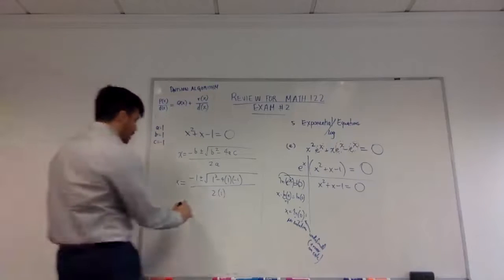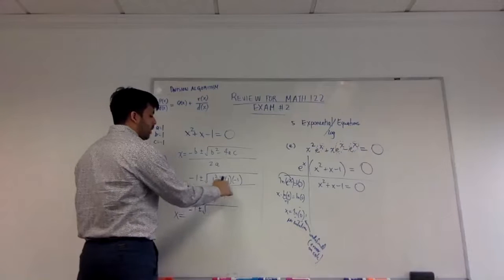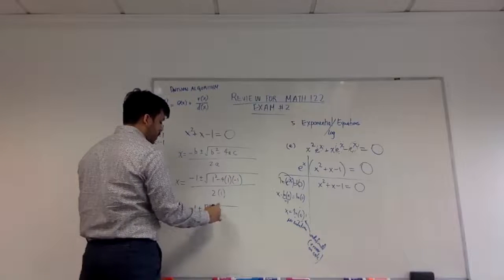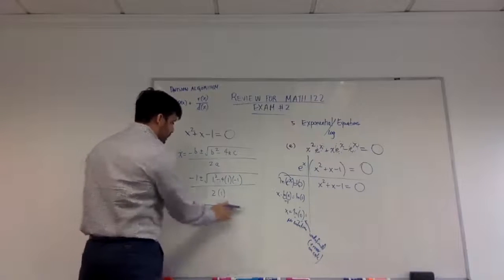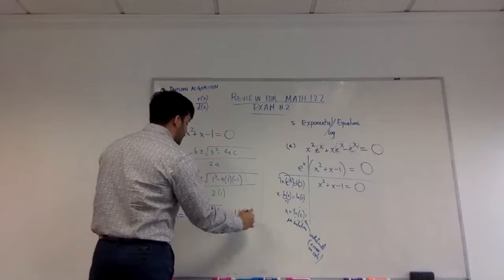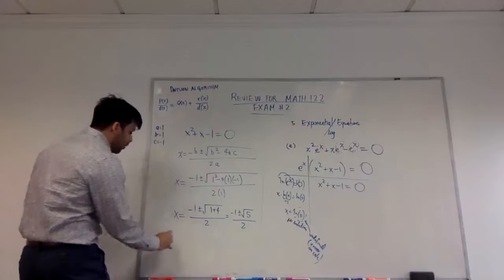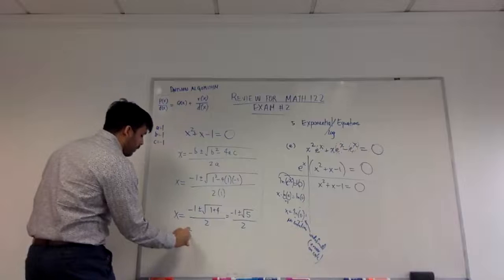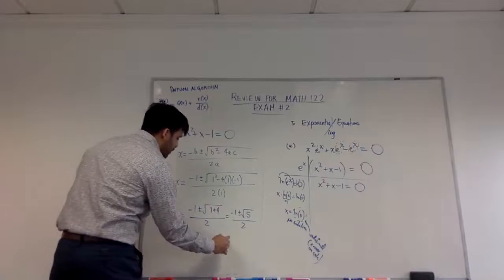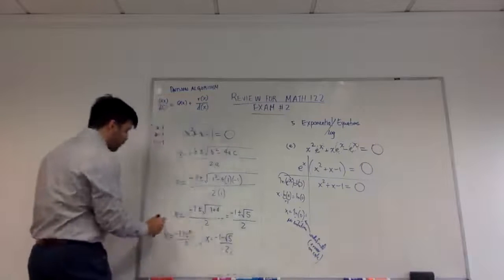And then I get -1 plus or minus the square root of 1 squared, which is 1, minus 4 times 1 times -1. This negative times negative is positive, so this really becomes 1 plus 4, over 2. And this becomes -1 plus or minus the square root of 5, over 2. So I get two solutions. I get x equals -1 plus square root of 5 over 2, and I get x equals -1 minus the square root of 5 over 2. And these are my two solutions.